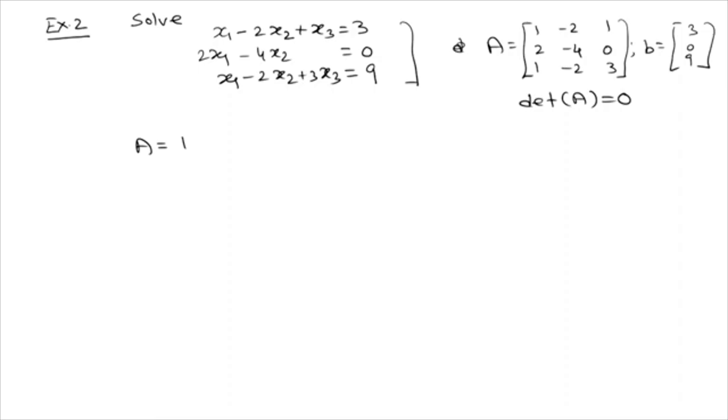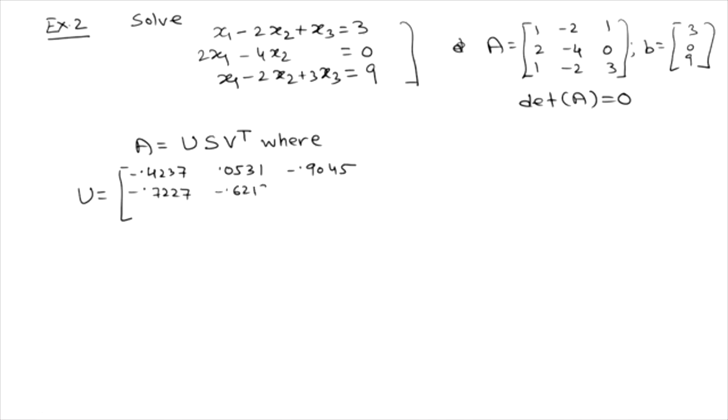So, here if I perform the singular value decomposition of A, then A will become U S V transpose, where U again will be a 3 by 3 matrix. So, this is my matrix U. The matrix S will be a diagonal matrix, a 3 by 3 diagonal matrix having singular values of A.